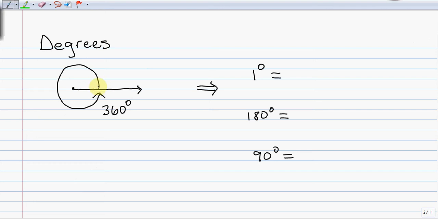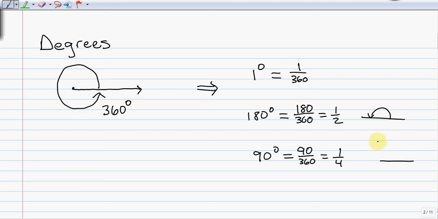The way that we measure degrees is that one full rotation, like you would do, say, on a snowboard or a skateboard, is 360 degrees. Then 1 degree is going to be 1/360th of a rotation. And 180 degrees would be 180 divided by 360, or half a rotation. So something like this. And 90 degrees would be 90 divided by 360, or 1/4 of a rotation. Now 1/4 of a rotation is going to look like this, a quarter of a turn. So something like that, 90 degrees.